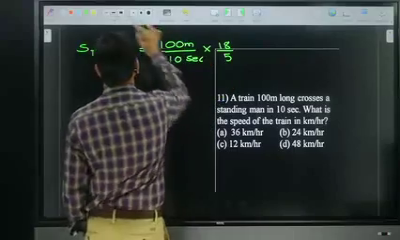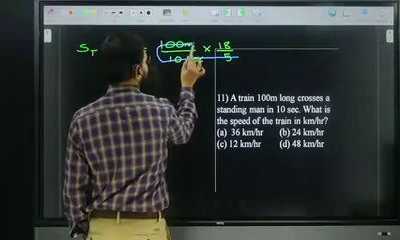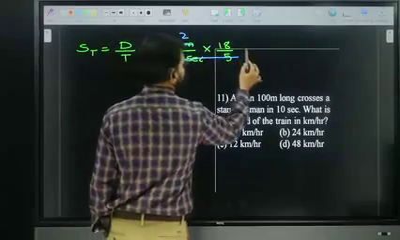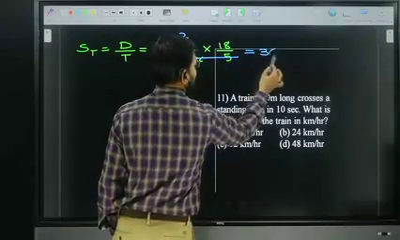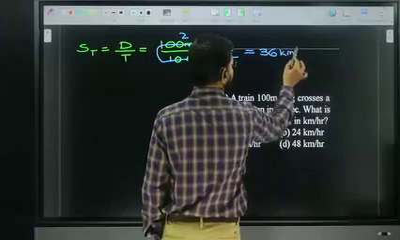Look at me, amma. So here, 5 1s are 5, 5 2s are 10. So 2 18s is how much, amma? 36. So 36 kilometers per hour.